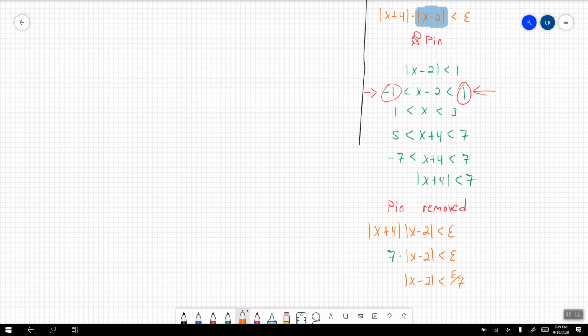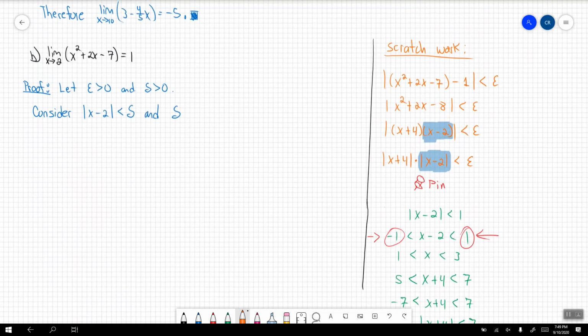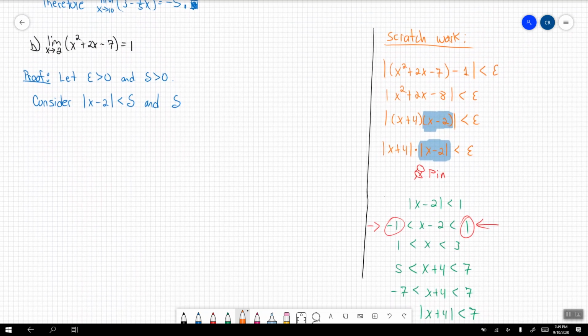So now that we got everything that we need, all we need to do is finish the proof. So I said that we needed a delta value, and we found one. However, there's actually 2 different delta values at play here. Number 1, I want my delta to be less than or equal to 1. That way this inequality will hold, the one on the right-hand side. Or I want it to be epsilon over 7.